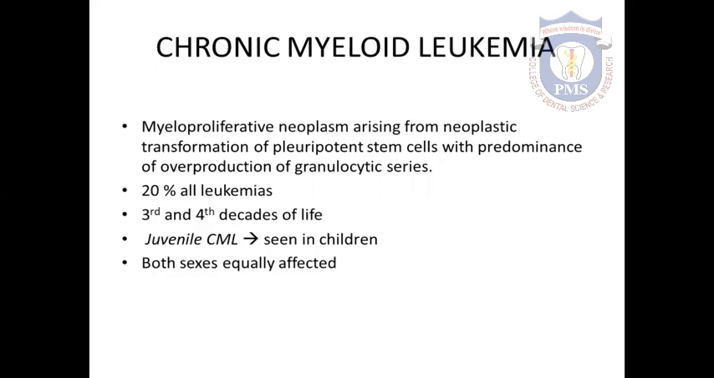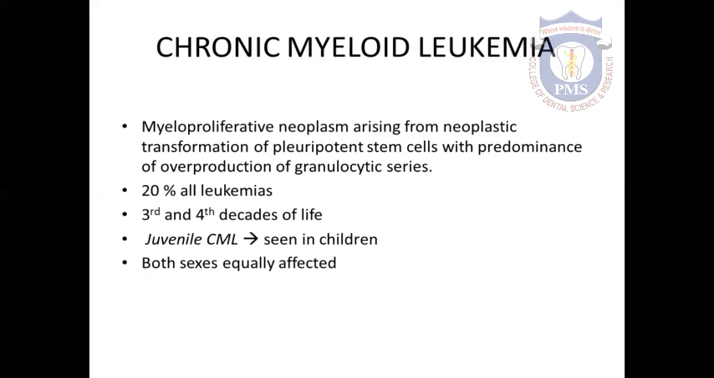Chronic myeloid leukemia is a myeloproliferative neoplasm arising from neoplastic transformation of pluripotent stem cells with the predominance of overproduction of granulocytic series. So, as the name indicates, it is the neoplasm of the myeloid series. The myeloid series include the granulocytic series, erythroid series, and megakaryocytic series. But in chronic myeloid leukemia, the granulocytic series is affected more, which includes neutrophils, basophils, and eosinophils. This is a quite common condition and comprises about 20% of all leukemias.